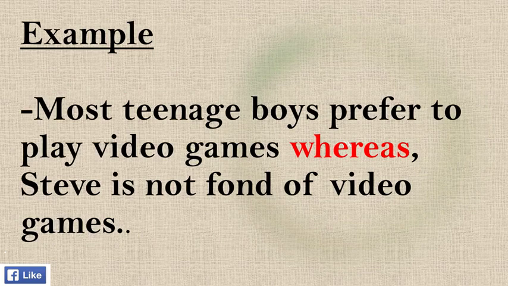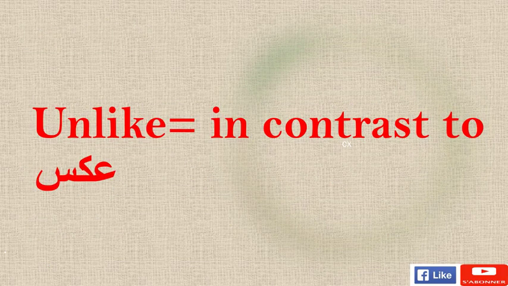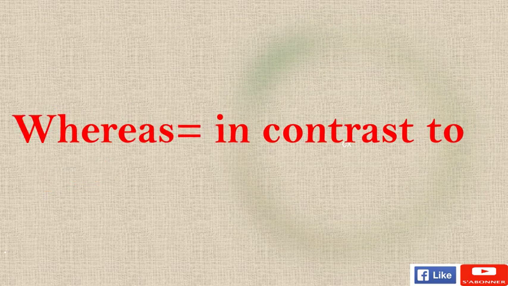Another example, most teenage boys prefer to play video games, whereas Steve is not fond of video games. So all teenagers like and prefer video games, but Steve doesn't like video games. So we used here unlike to express the difference. It means in contrast to, يعني عكس. So whereas means in contrast to.